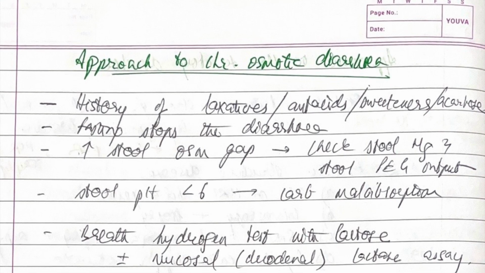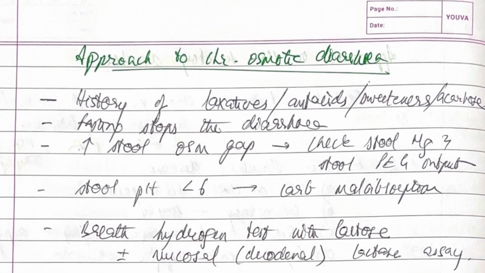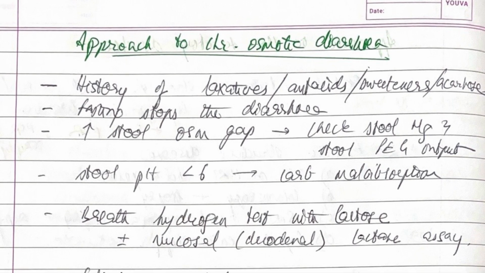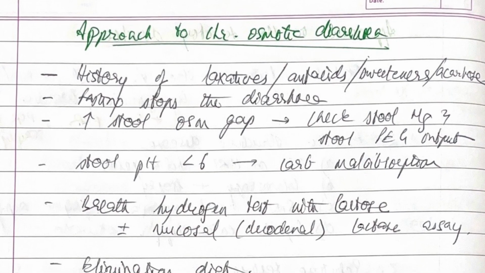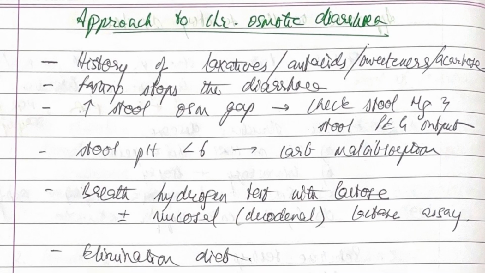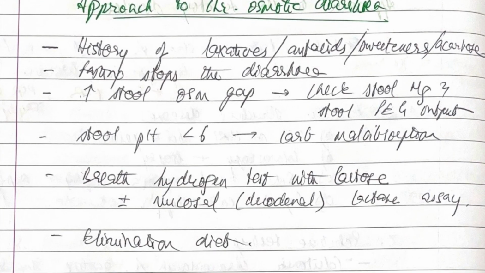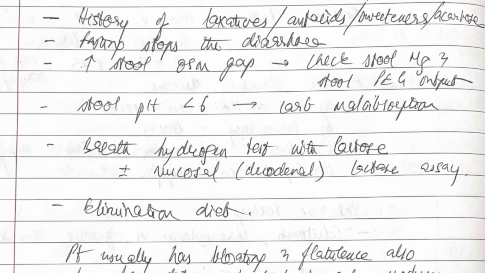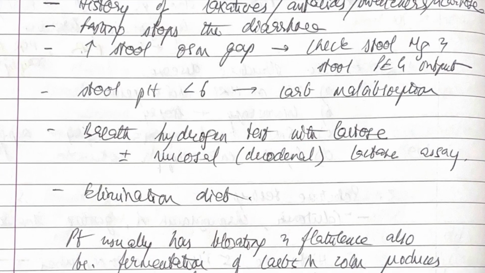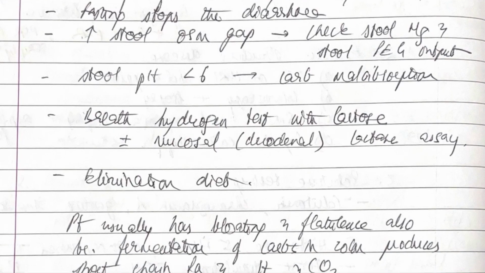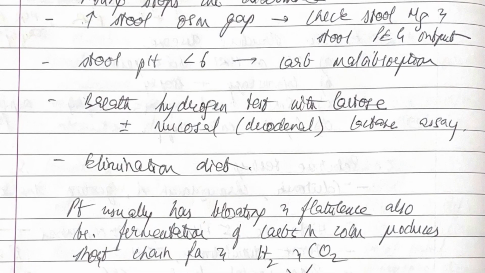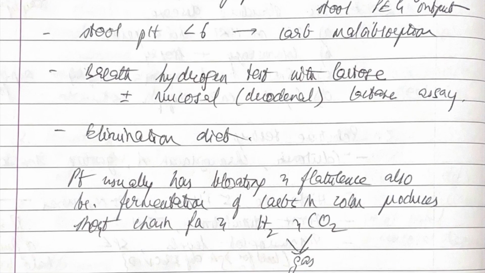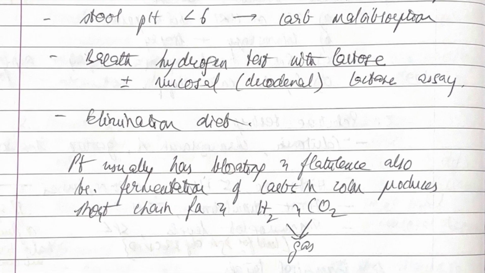The approach to chronic osmotic diarrhea. We take a good history to rule out laxatives, antacids, sweeteners, and acarbose. Fasting stops the diarrhea. An increase in osmotic gap, if present, we can check for stool magnesium content, stool PEG content. Stool pH of less than 6 indicates carbohydrate malabsorption. We can also do a breath hydrogen test with lactose, plus or minus a mucosal, which is a duodenal lactase assay, to check for lactose intolerance. And then we can try an elimination diet.